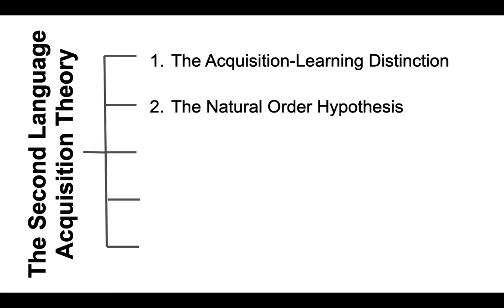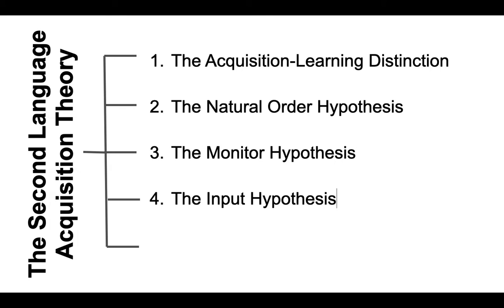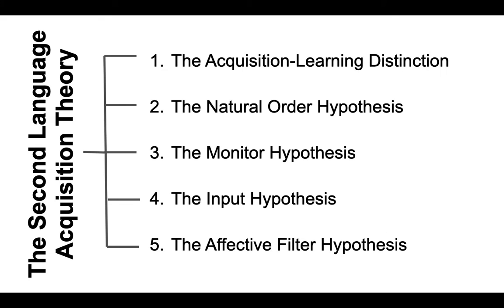So the acquisition learning distinction is the first one. Then we have the natural order hypothesis. We have the monitor hypothesis. We have the input hypothesis. And finally, the affective filter hypothesis. Let me explain one by one briefly.